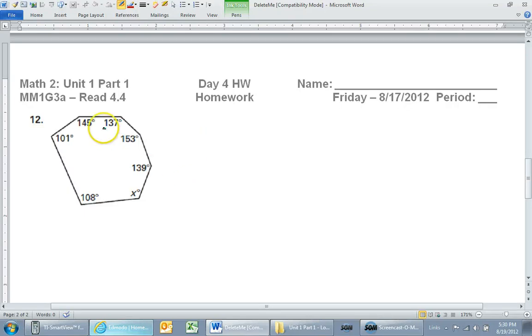Okay, somebody asked a question about a problem like this. So, we're dealing with interior angles of the polygon. The first thing to keep in mind is that we learned that the total degrees inside a polygon is n minus 2 times 180. Of course, n is the number of sides. So keep that in your head.